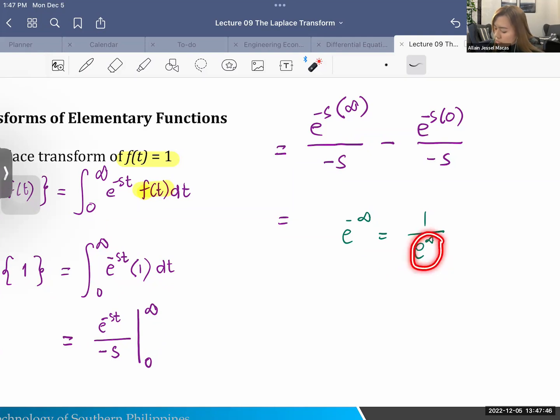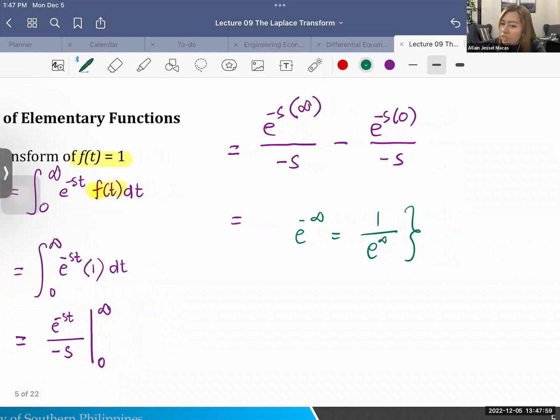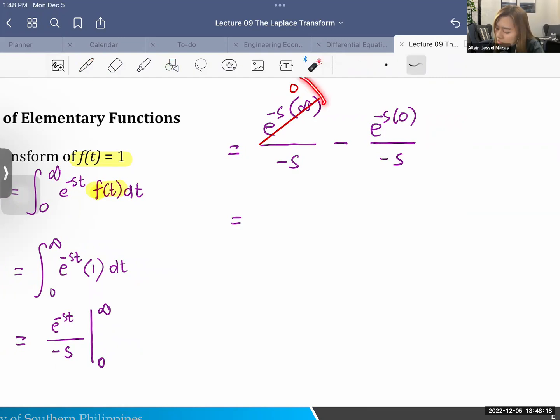So if your denominator is big, class, what happens to the whole value? It will approach 0. If the denominator is big, the whole fraction becomes small. So that means this term here, class, approaches 0. So your whole term is 0, right? Because your numerator is 0 already. Okay? How about the second term?